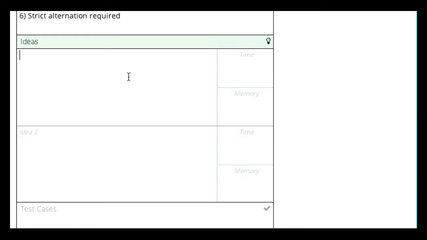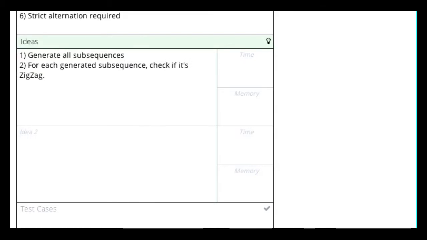And that sounds simple enough, so let's write it down in the ideas box as our first idea. So generate all subsequences, for each generated subsequence, check if it's zigzag, and then finally of all zigzag subsequences, pick the longest one, right?